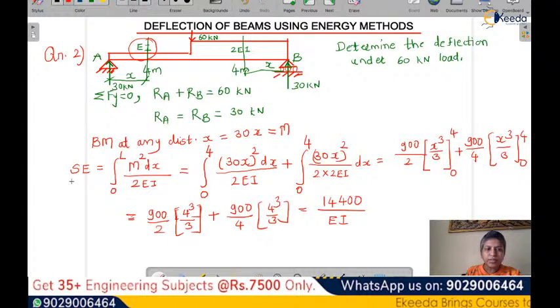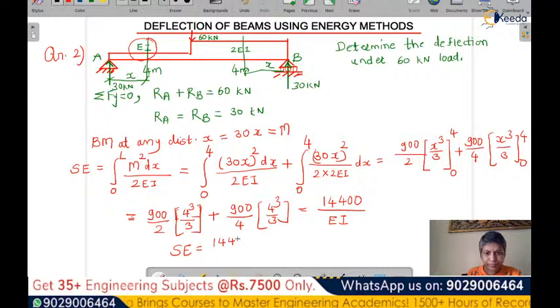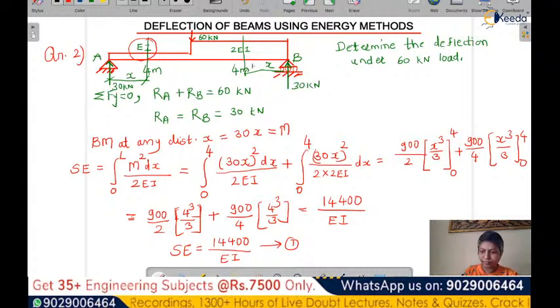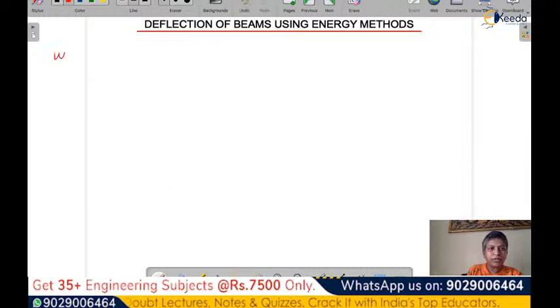Now this is the first part. So let us call it as equation number 1. So strain energy is equal to this. Now let's go for the work done. Work done by the load. Okay. So let's write down work done by the load.